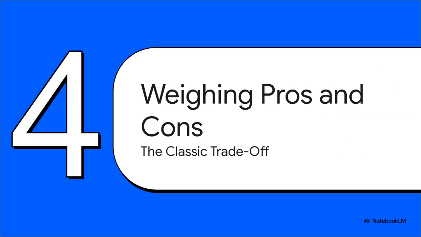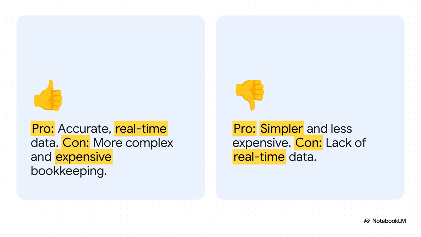And that leads us right into the classic trade-off. See, picking a system isn't just about what you're selling. It's about balancing your need for perfect information against the real-world cost and effort of getting it. And that trade-off is laid out perfectly right here. The perpetual system gives you amazing, up-to-the-second data. That's a huge pro. But the catch? It's a lot more work, more complex, and more expensive to maintain. On the flip side, the periodic system is way easier and cheaper to run, but you completely give up that real-time visibility. So you're essentially choosing between precision and price.